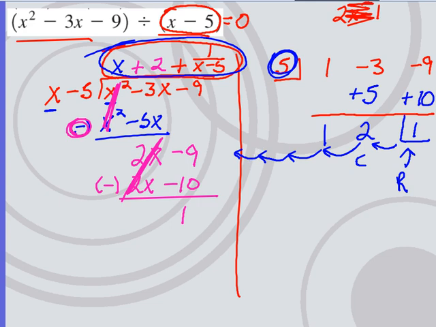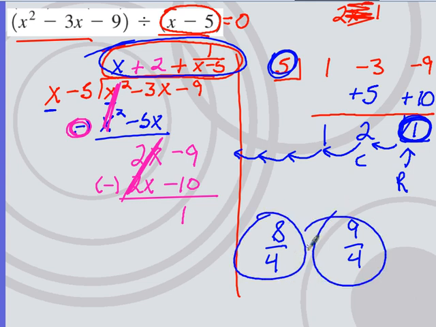Something else about this problem that might be even more important. Since you had a remainder, let's go back and revisit 3rd, 4th grade. What does that say about this problem? 8 divided by 4, 9 divided by 4. This does not have a remainder. This does have a remainder. 8 divided by 4 is 2. 9 divided by 4 is 2 with 1 remainder, or 2 and 1/4.